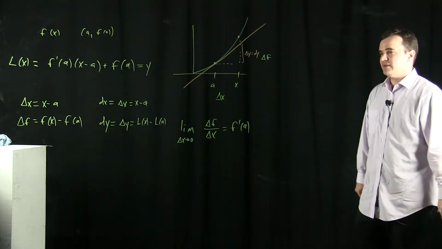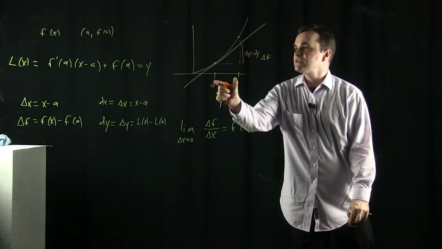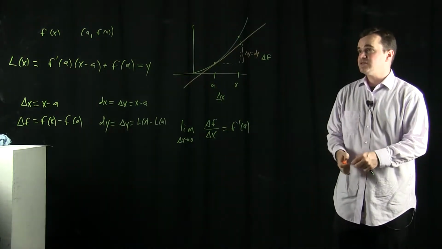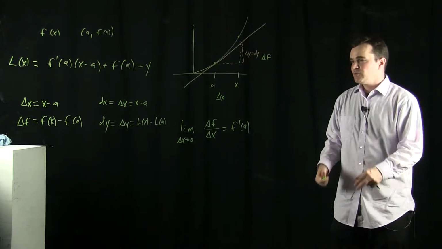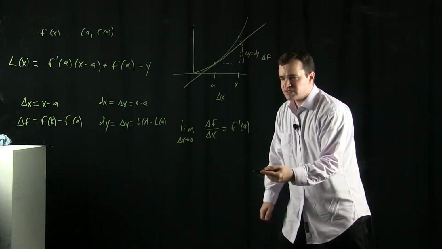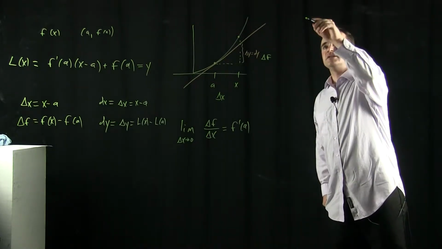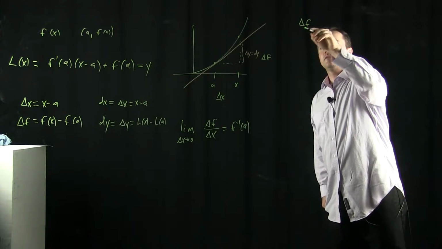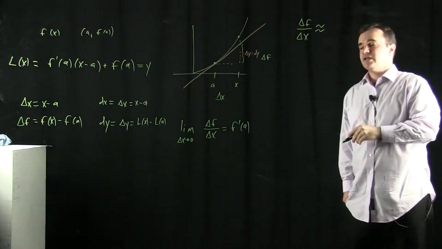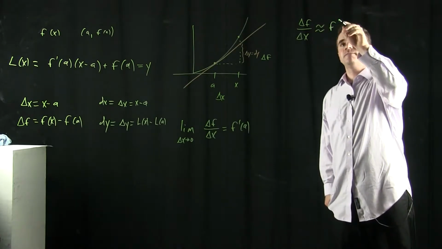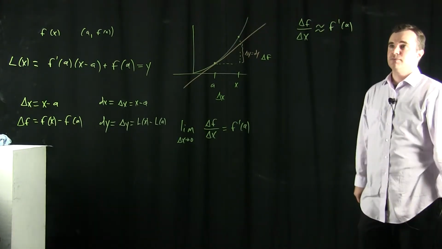So two things about that. What we're going to say is that if delta x is small enough, if it's close enough to 0, then you'll see the tangent line will be pretty close to the actual function. So you'll be able to write an approximate equation. You're going to be able to write that delta f over delta x is approximately, use that wavy line to say approximately equal to, f prime of a, at least when delta x is small.